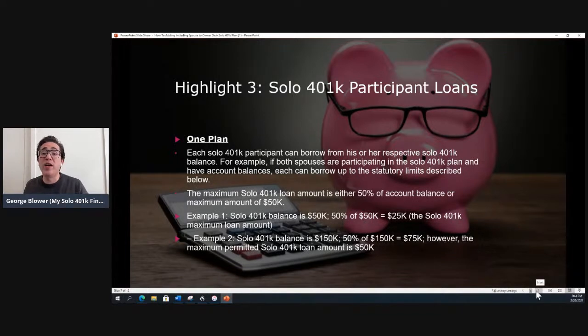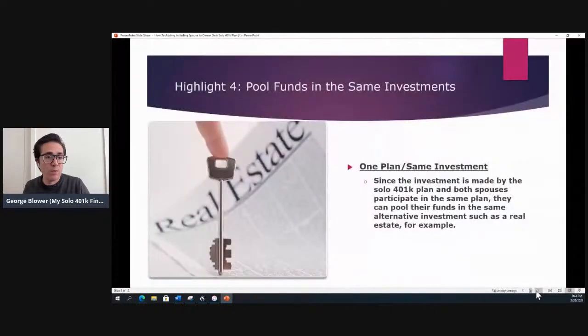And then, of course, just to put a little more meat on the bones, the loan has to be paid back to each person's account. It has to be paid back either monthly or quarterly, in equal payments of principal and interest, with those payments spread out over a 5-year term, unless you're using the money to buy your primary residence, in which case you could have a longer term, 15 years or even 30 years.